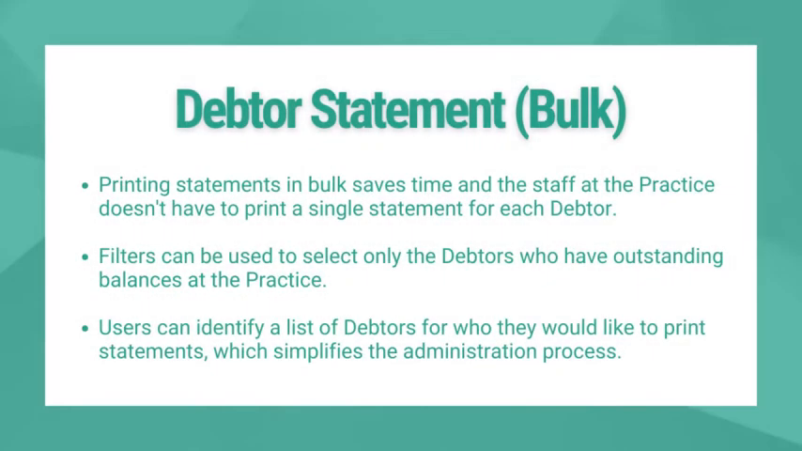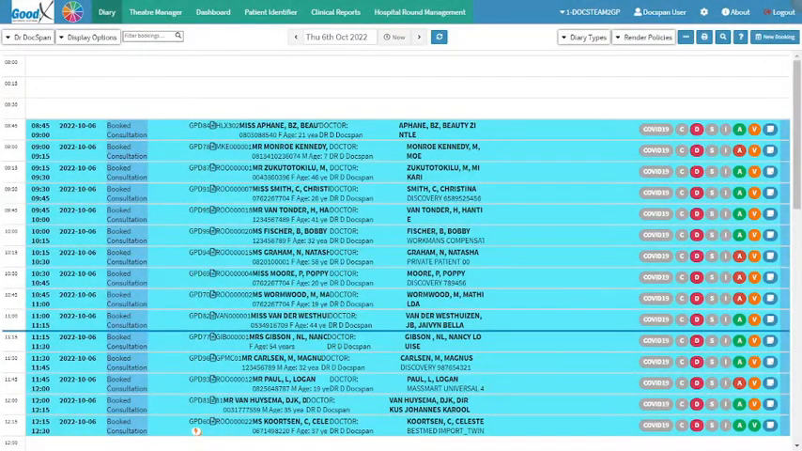Printing statements in bulk saves time, and the staff at the practice doesn't have to print a single statement for each debtor. Filters can be used to select only the debtors who have outstanding balances at the practice. Users can identify a list of debtors for whom they would like to print statements, which simplifies the administration process. In this tutorial video, we will go over the debtor statement search filters and the debtor search outcome fields.